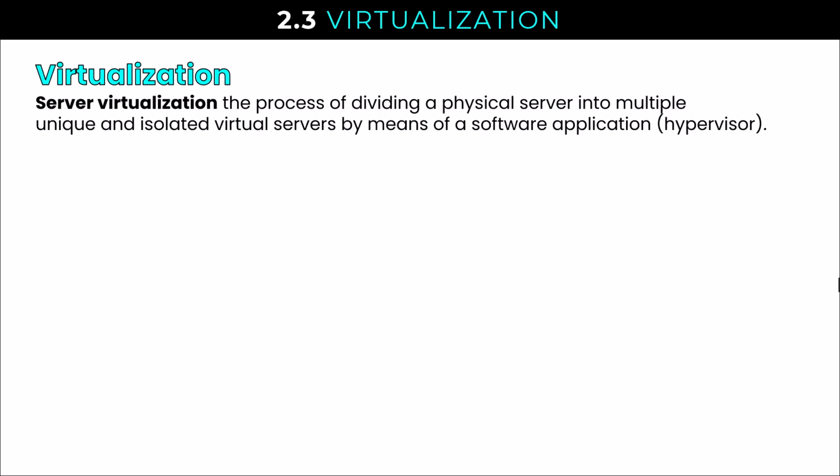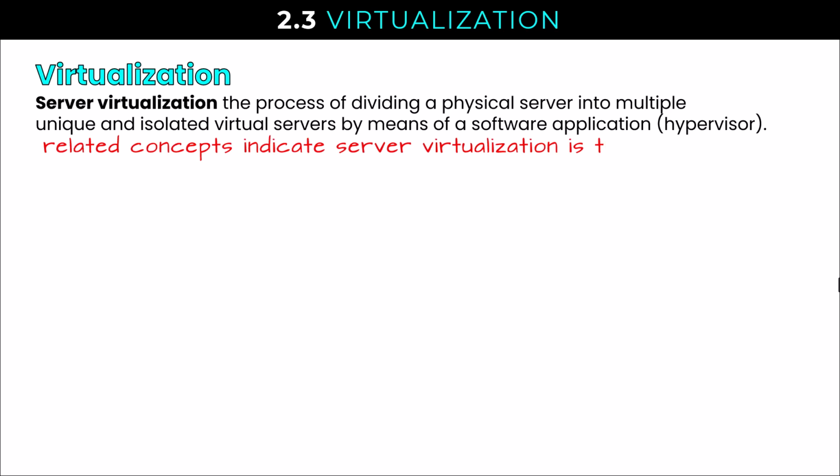Next, we have the virtualization category. So server virtualization is the process of dividing a physical server into multiple unique and isolated virtual servers by means of a software application, the hypervisor. So virtual servers are commonly called VMs. Hypervisors would include things like VMware ESX or ESXi, or Microsoft's Hyper-V.